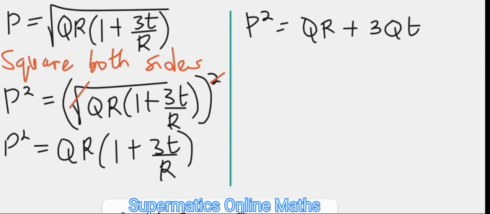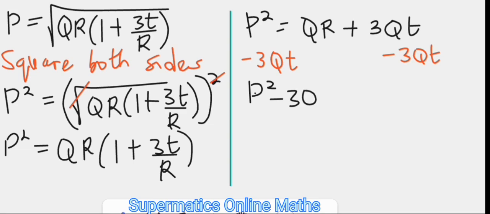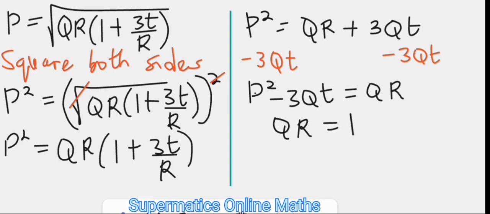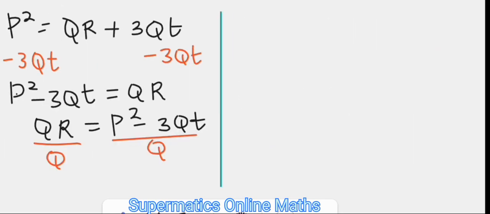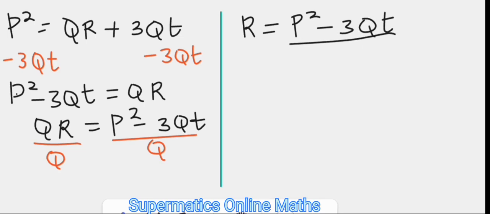Then we are going to subtract 3qt from both sides, where the left hand side becomes p squared minus 3qt, and the right hand side will be qr. That is, qr is equal to p squared minus 3qt. Dividing both sides by q in order to finally make r the subject of the formula will give us r is equal to (p squared minus 3qt) over q.